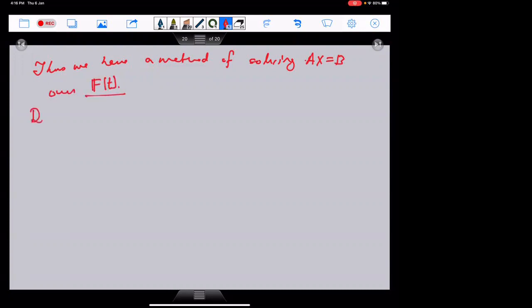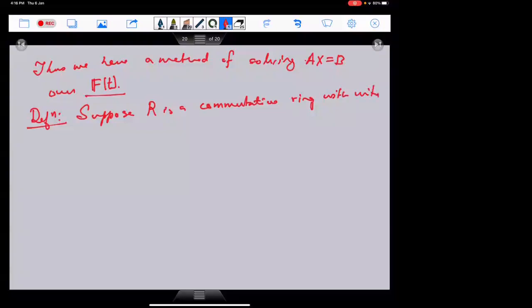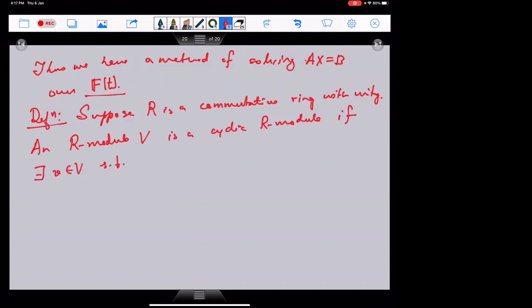Okay, a definition here. This definition is for any commutative ring. R is a commutative ring with unity. An R module V is a cyclic R module if there exists an element v in V such that the module generated by v, namely lambda v, where lambda is coming from R, is equal to the entire module V.